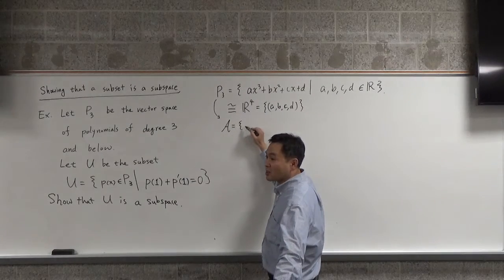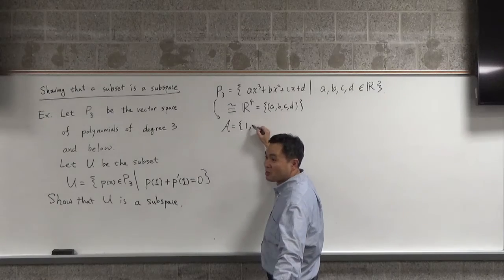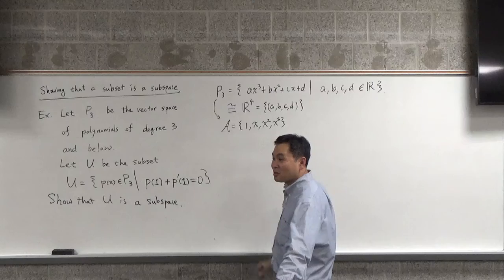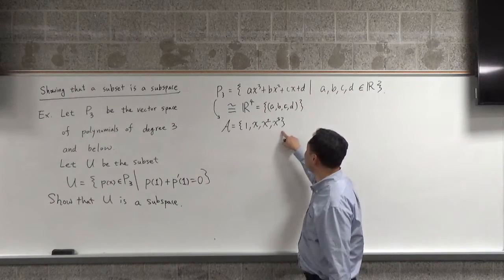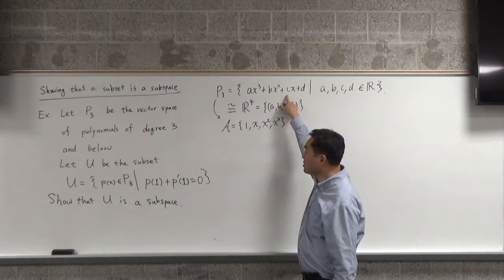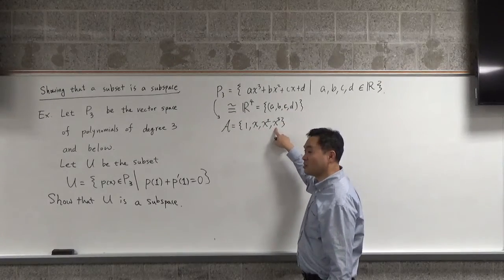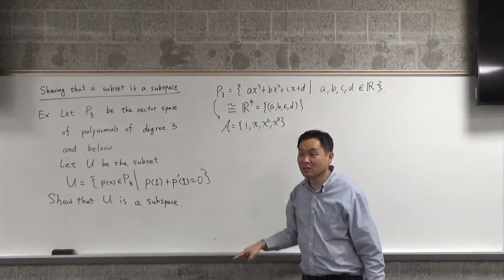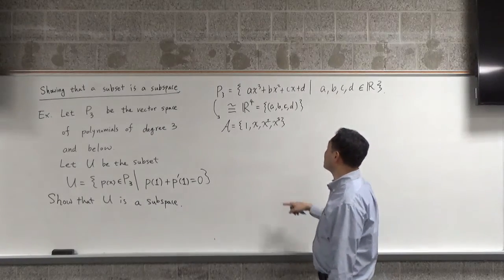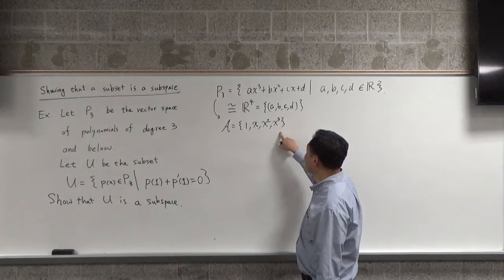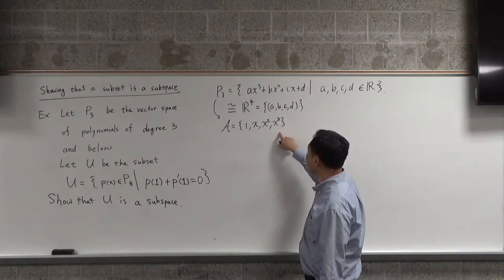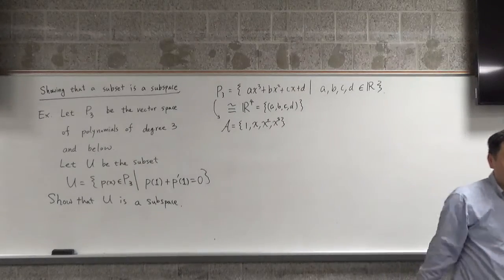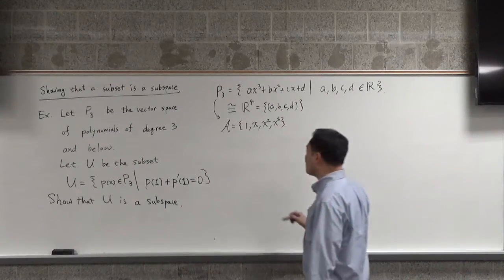As a basis, I can use 1, x, x squared, and x cubed. That's going to span any element in here. And of course, this is a linearly independent set, right? So definitely this is a basis for that one. So that's rather easy.